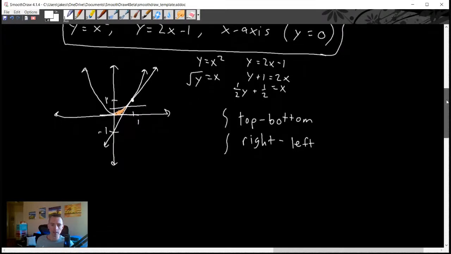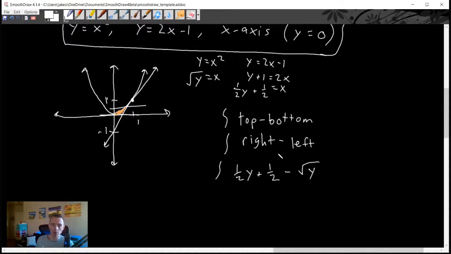Well, like I said, this right function all the way through the whole region is this line, which we know has this equation right here, 1/2 y plus 1/2. So we're going to have the integral of 1/2 y plus 1/2 minus the left function, which is the positive square root of y. So we're going to have minus the square root of y.